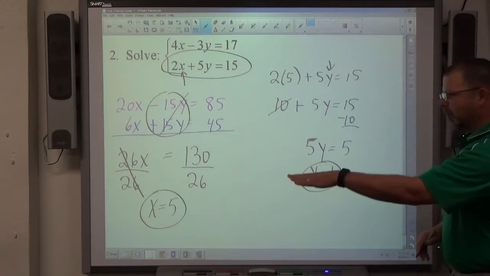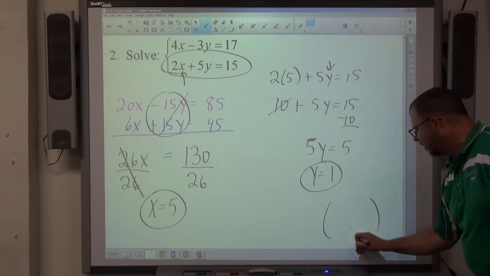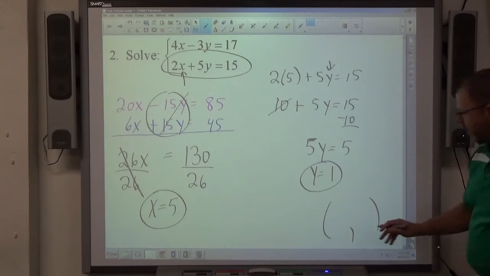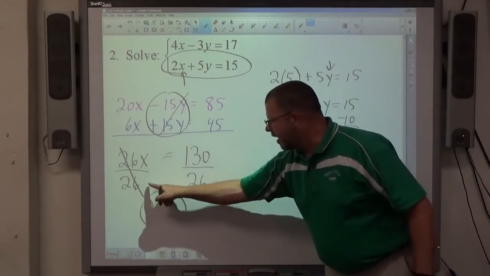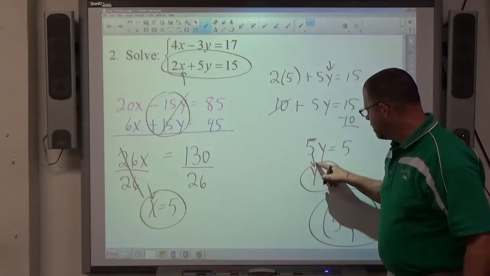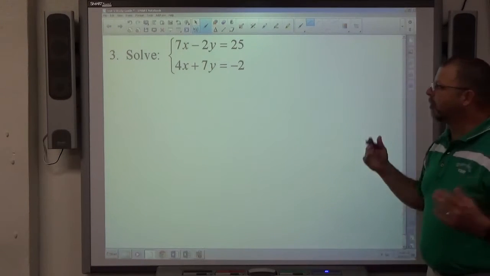On homework, a lot of you are leaving your answer like that. I am expecting an ordered pair every time, so make sure that you leave your answer like this. An xy ordered pair. X goes first, y goes second. Make sure you're labeling answers on your paper so that you know where they belong in this ordered pair for the final answer.